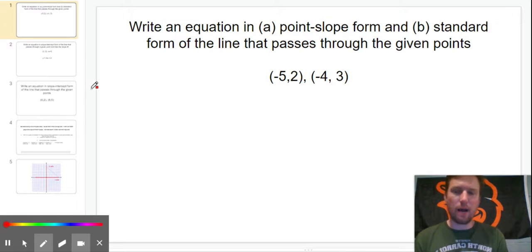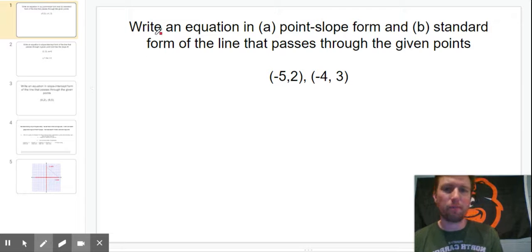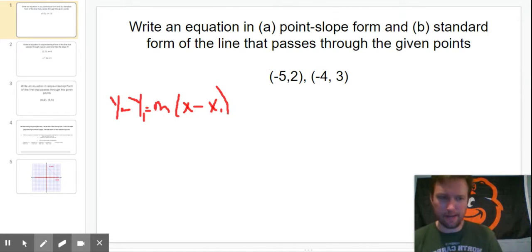Now, let's take a look at this. We are to write an equation in point slope form and standard form of a line that passes through the given points. So the first thing we need to do is remember what is the equation for point slope form. The equation is y minus y1 equals m times x minus x1. Now, if you were able to remember that as I was explaining it, give yourself a moment to do a little happy dance. There you go. Nice job.